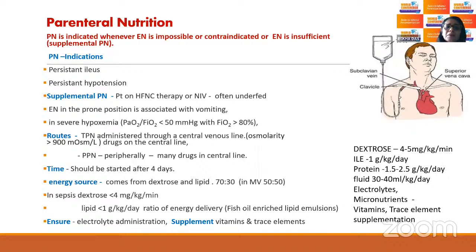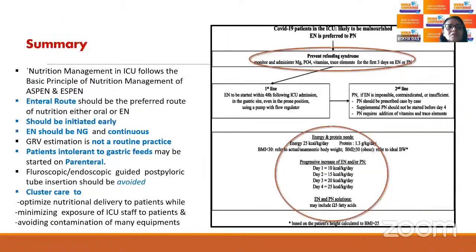In sepsis, always remember to limit the dextrose in IV to less than 4 milligram per kg and lipid to less than 1 gram per kg to prevent sepsis. And we always ensure the electrolyte levels that you are giving and supplement vitamin and trace element when you are giving parenteral nutrition.